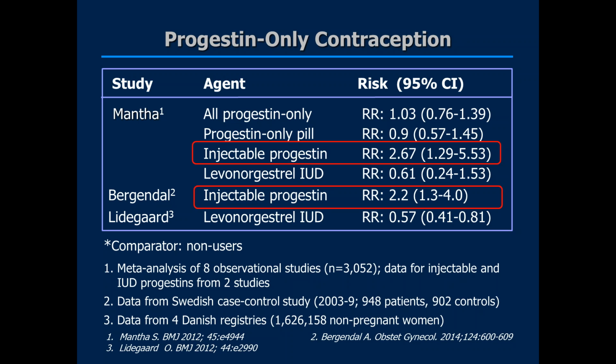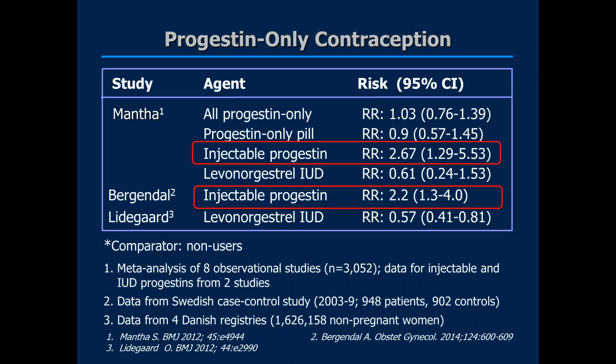But what was surprising in this systematic review was that the injectable progestin, most commonly Depo-Provera, was associated with a 2 to 3-fold increase in the risk of venous thromboembolism. So it may be slightly lower than what you see with combined oral contraceptives, but you have to notice that the upper bound of the 95% confidence interval crosses the same risk that you would see with combined oral contraceptives.